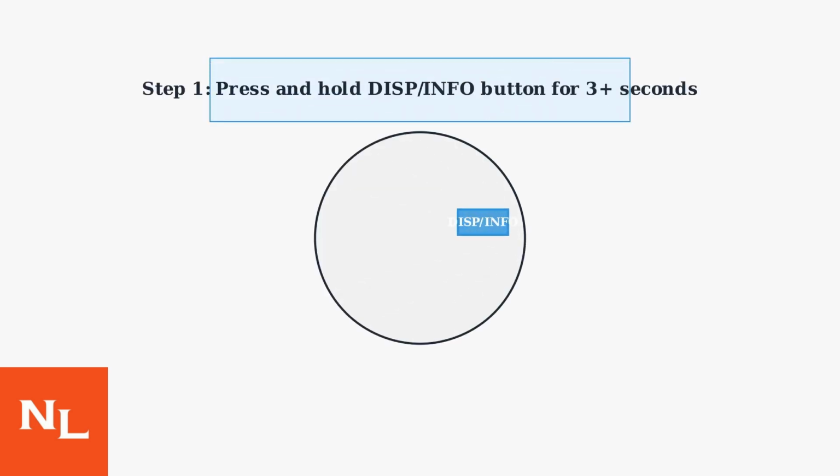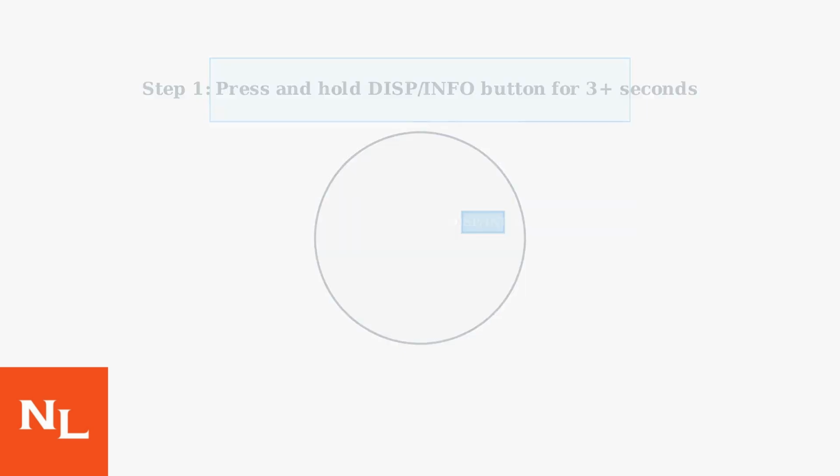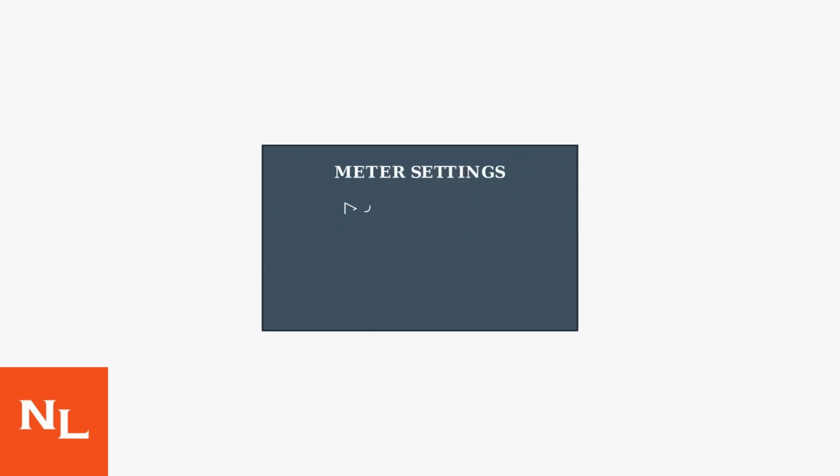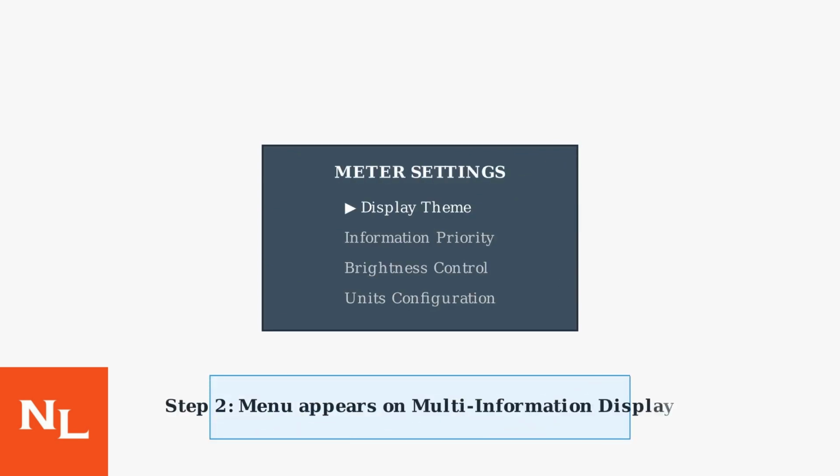To access your Toyota's meter settings, locate the DISP or Info button on your steering wheel. Press and hold this button for at least 3 seconds. The multi-information display will show the meter settings menu with various customization options available.